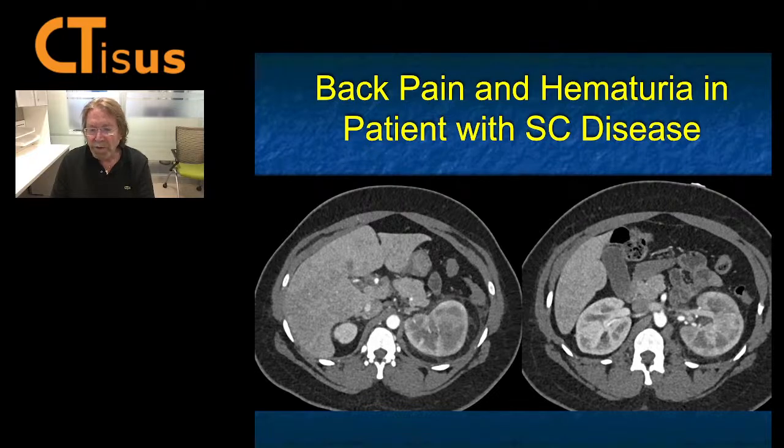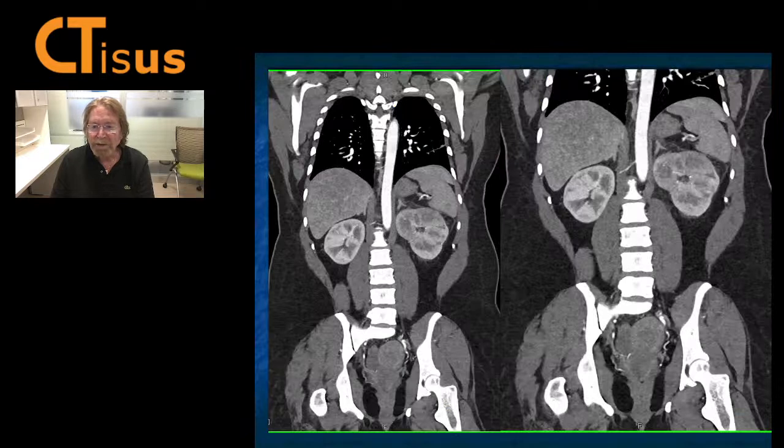There's decreased attenuation. There's patchy enhancement. On the coronal view, you can see the diffuse changes in enhancement. When I see this, I'm thinking infarction, infection. Younger patients, particularly sickle cell, you can have infarcts or infection.